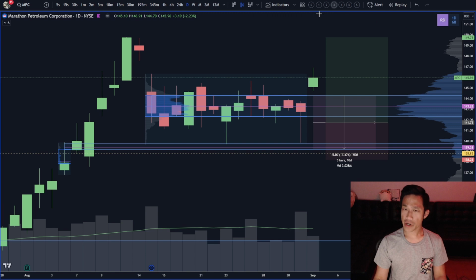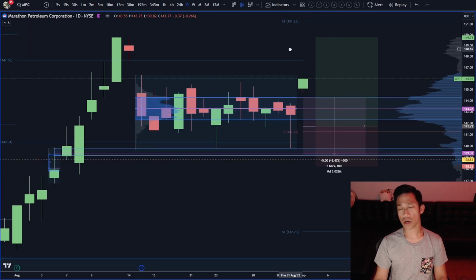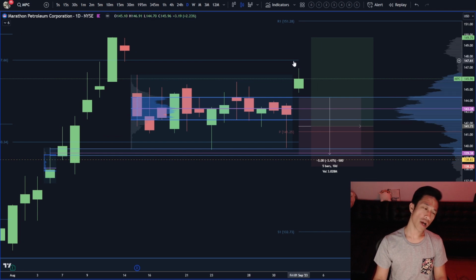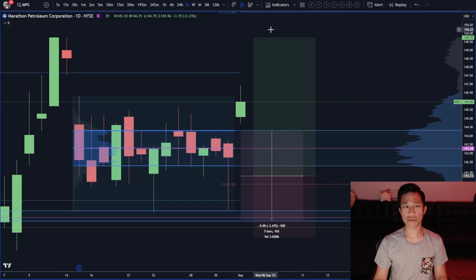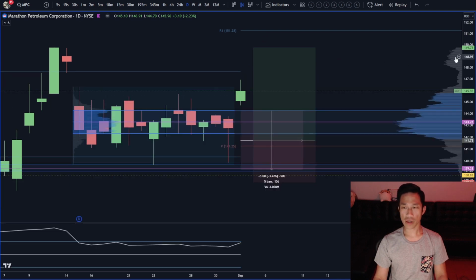Yeah, and the targeting is really just based off the all-time high resistance, and also if we change to our pivot point indicator, then the pivot point for the month is right at 151.28. So, just looking for a chop here, but I'm thinking if they do hold this pivot for the month, they should be trying to get to R1. Okay, so that is it for MPC.